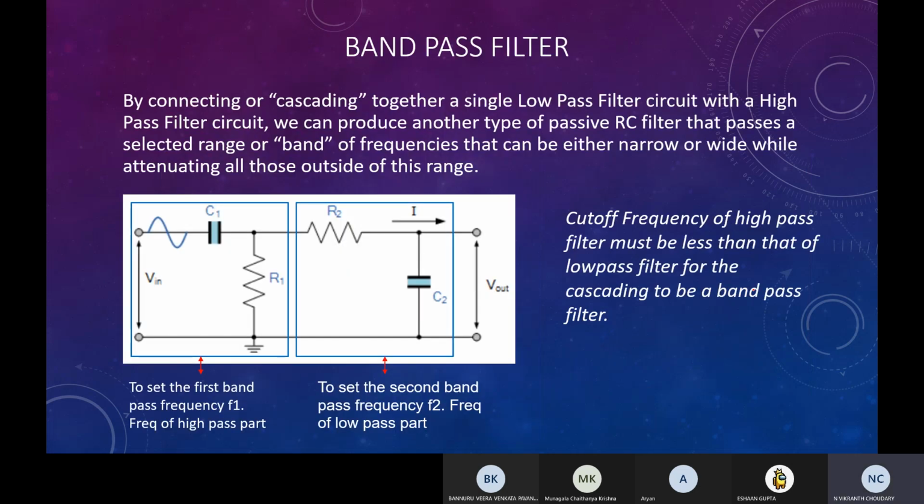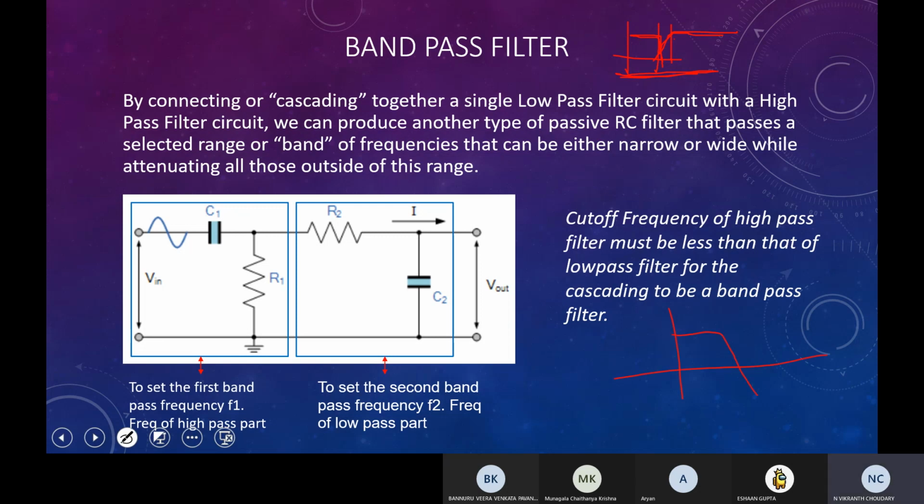So next up is the band pass filter. If you connect a low pass filter and a high pass filter, suppose there is a filter that is like this and there is a filter that is like this, then you will get a band pass filter. So in this diagram that I have drawn, this is the low pass filter and this is the high pass filter. For a high pass filter, as we have seen, the cutoff frequency is greater than that of a low pass filter. So here now what happens? I'll draw it bigger over here.